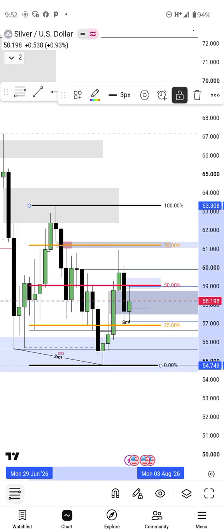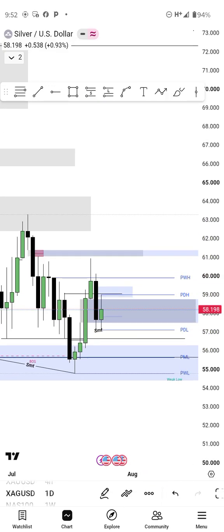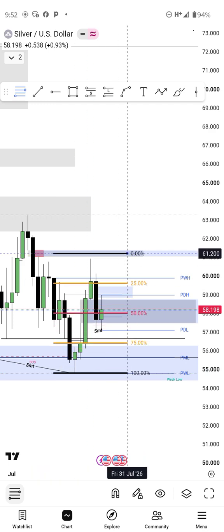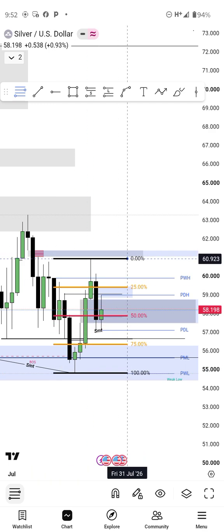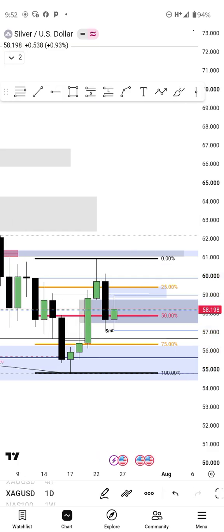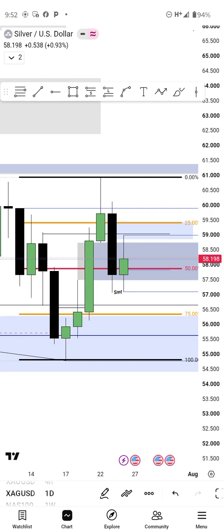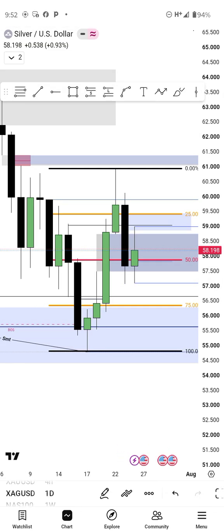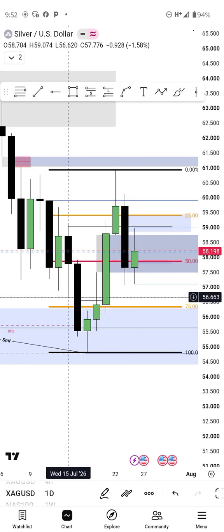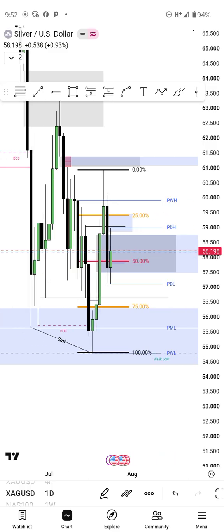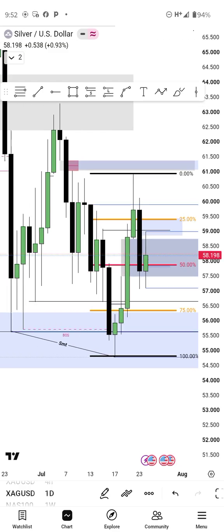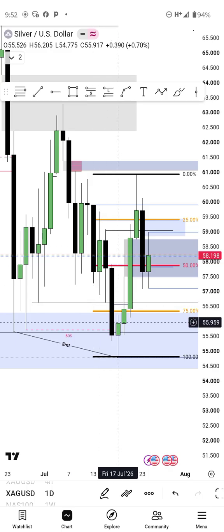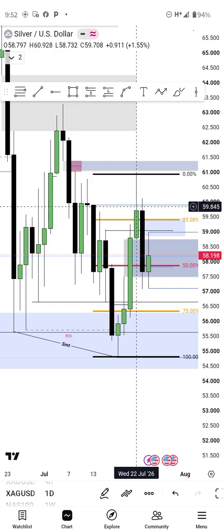So let's remove the weekly Fibonacci tool, and let's apply it from the low to the high. Then you should see it very well. Look at the lows very well. Price swept liquidity below that low, market structure shift. It presents an FVG.